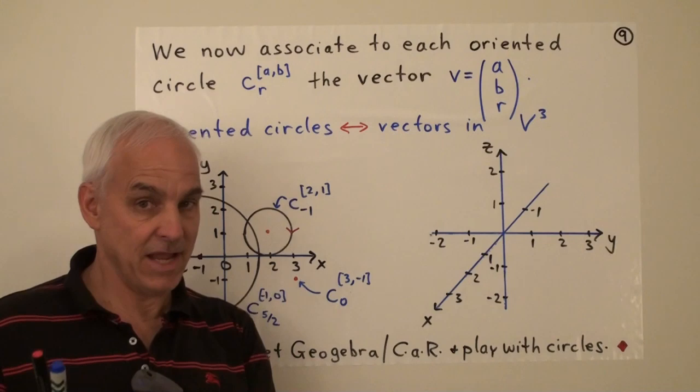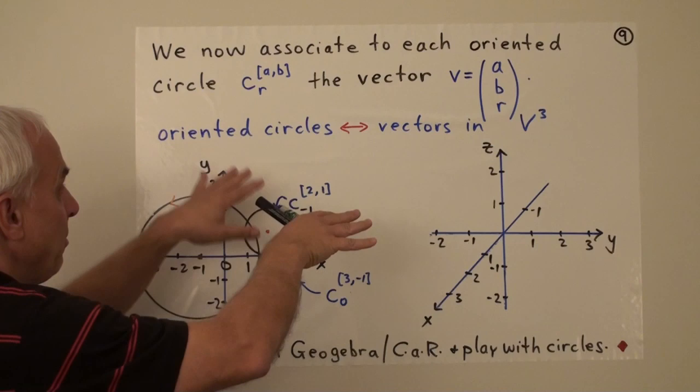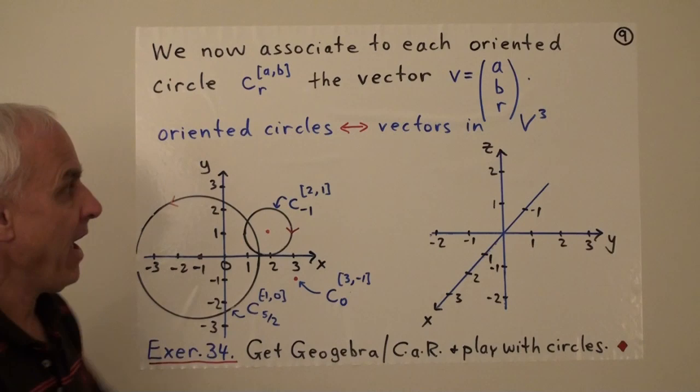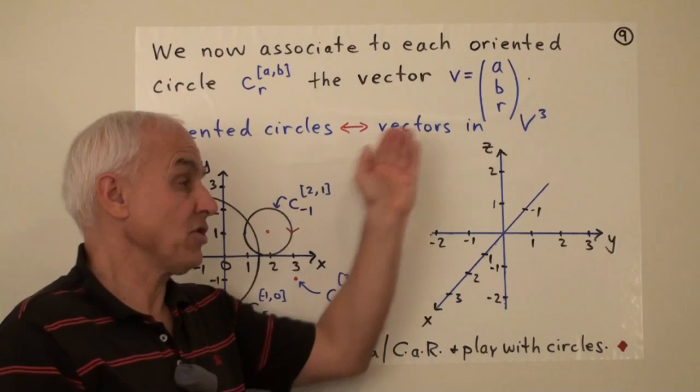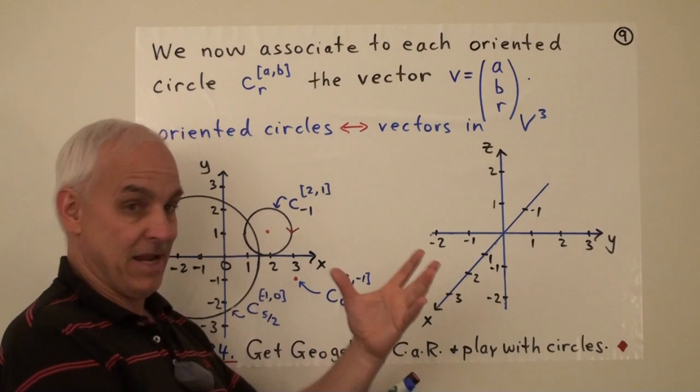So we have this association between oriented circles in the plane, in Euclidean geometry, and these relativistic vectors in V3, where the dot product, the relativistic one that we wrote down at the beginning of the lecture, is the main object of interest metrically.